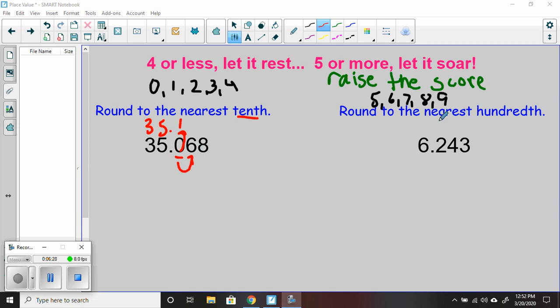On this other one over here, it says round to the nearest hundredth, so I have to know my hundredths place. I go next door and see that it's a 3, which is in the let it rest. So the 4 is not going to change, so I would actually have 6 and 24 hundredths as my final answer when I round. And you notice when I say these final numbers, they actually say the place value that I was rounding to.